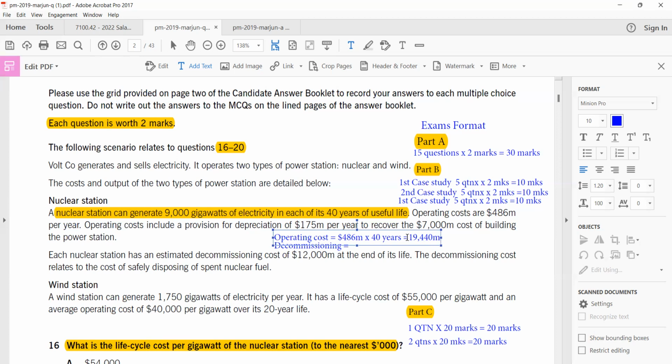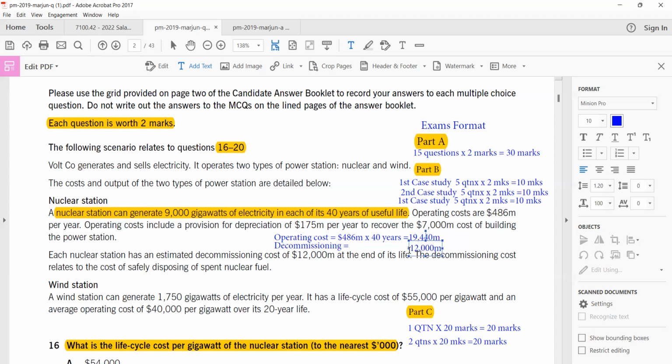Then the next one, the decommissioning cost, they said is 12,000. This decommissioning cost only comes in at the end, not for every year. They would have said per year, but here it is not per year. It only comes at the end. And that will also be 12,000 million.